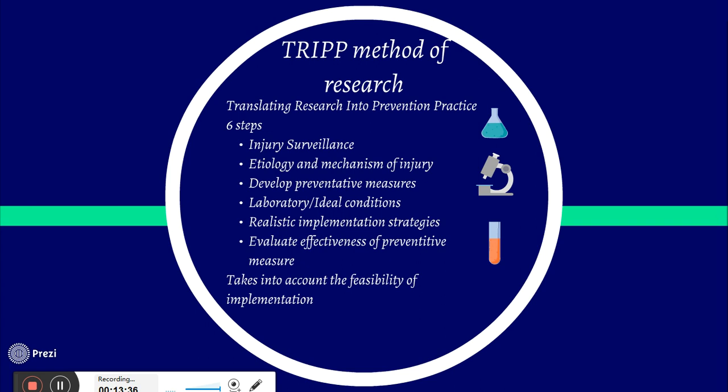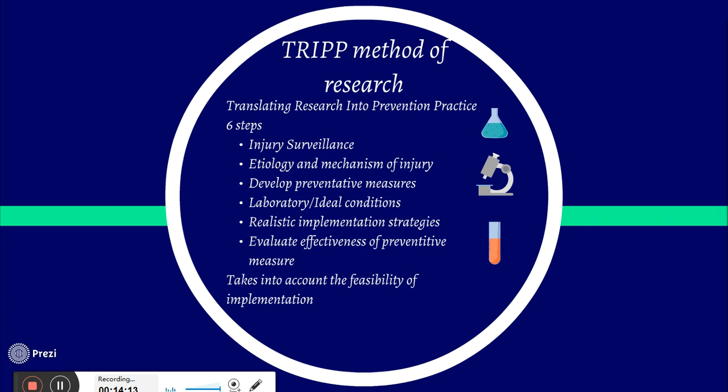There are 6 steps, which involve injury surveillance, etiology of the injuries, developing preventative measures, then laboratory or ideal conditions testing. Then you take those laboratory studies and try to make them realistic so that they can be applied in real-world situations. The last step is looking at the effectiveness and making adjustments for that preventative measure to figure out what works and what doesn't work. So this strategy takes into account the feasibility of implementation.